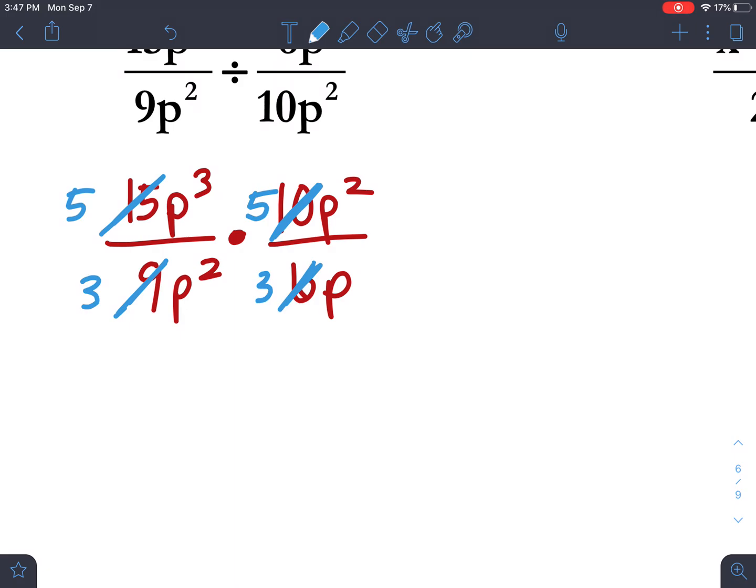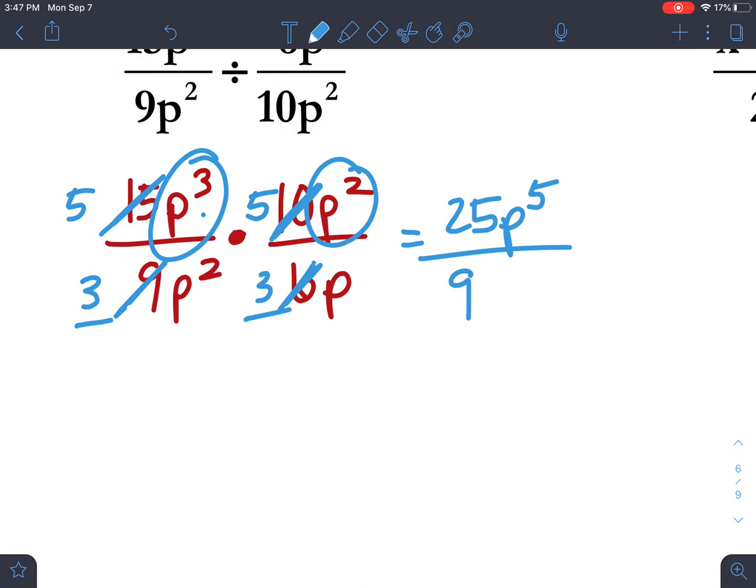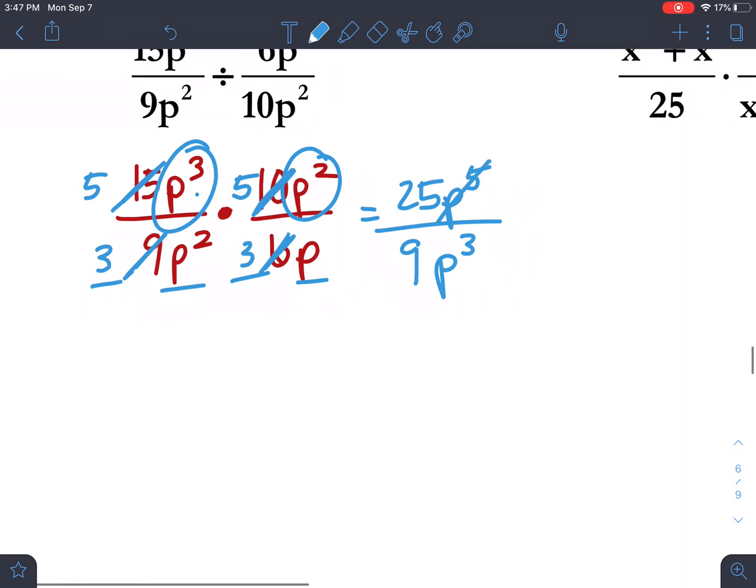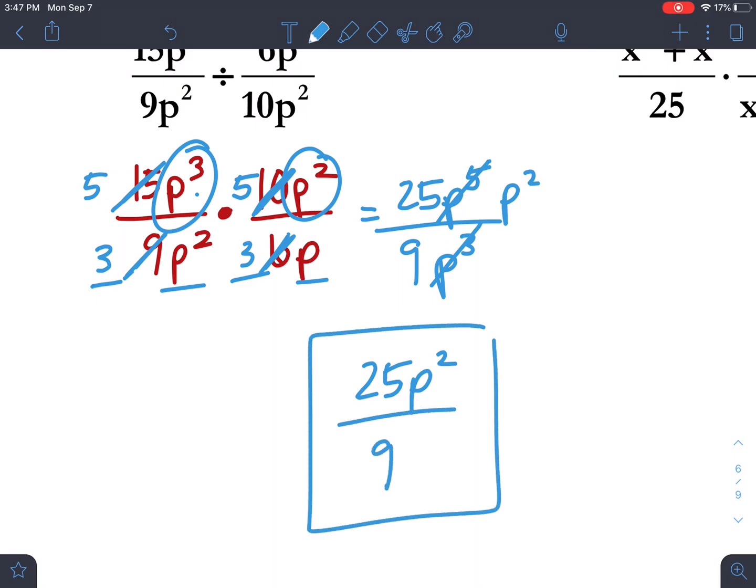Yep, okay. And so if I multiply across here, I get 25 p to the 5th over 3 times 3 is 9, p to the 3rd. Again, I have p squared times p. And then I want to cancel these out, of course. I end up with p squared. So 25 p squared over 9 is your final answer.